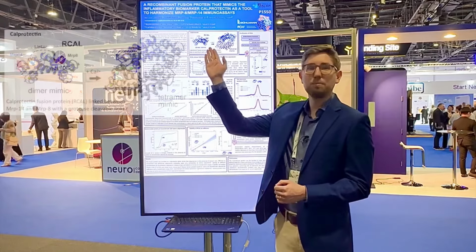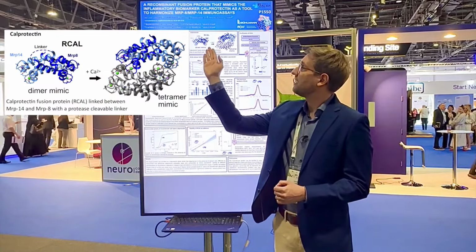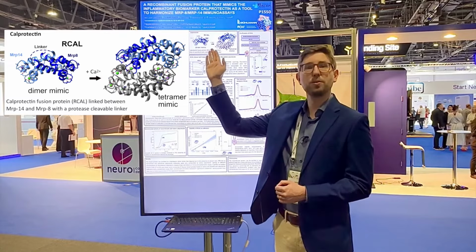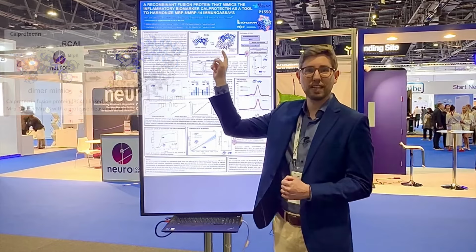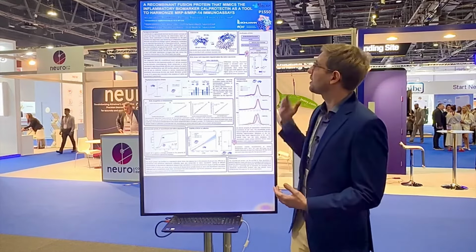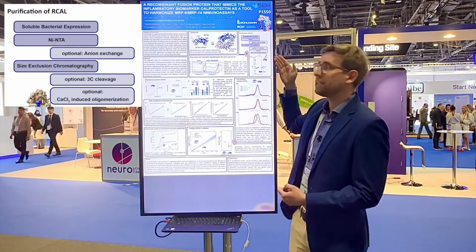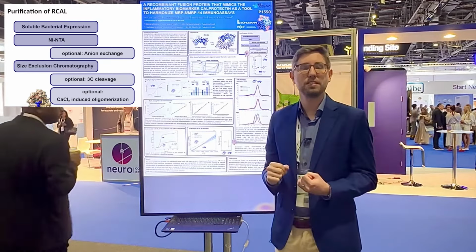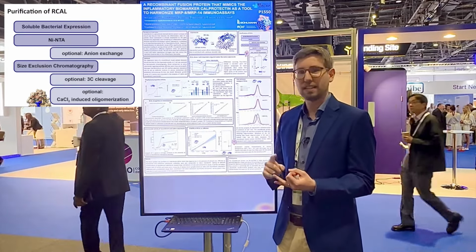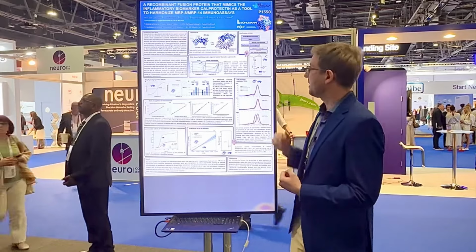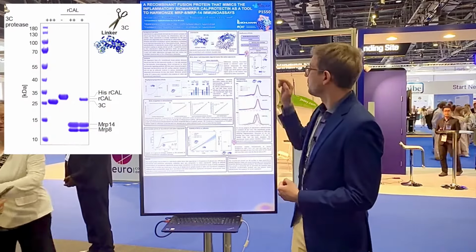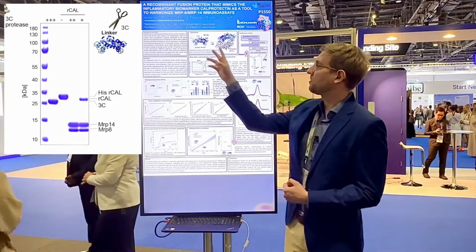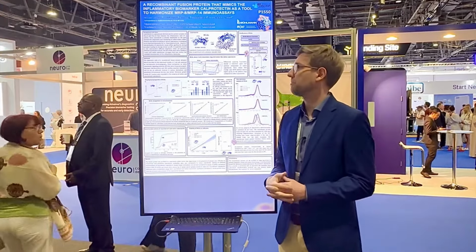Our recombinant calprotectin is a fusion protein where the two subunits, similar to native calprotectin, are linked with a linker, and this allows us to express it in bacterial cells at high yields and at low cost, and high purity as well, as you can see here. The linker can be cut again afterwards to separate the two subunits, just like a native calprotectin.